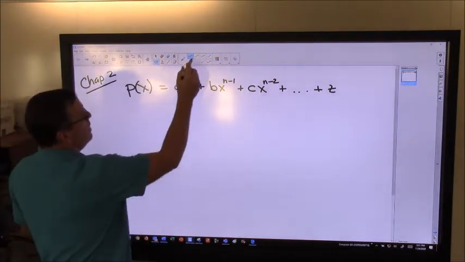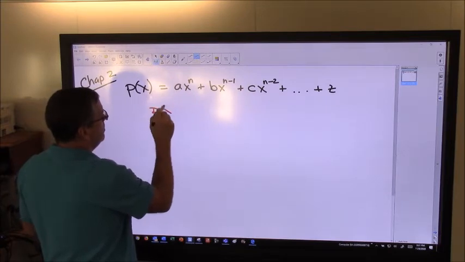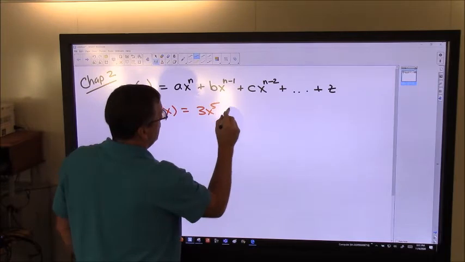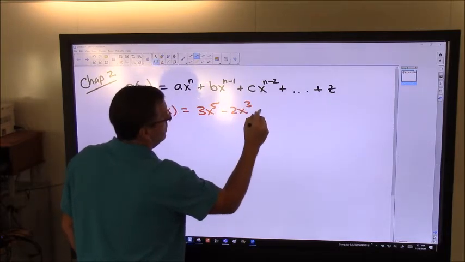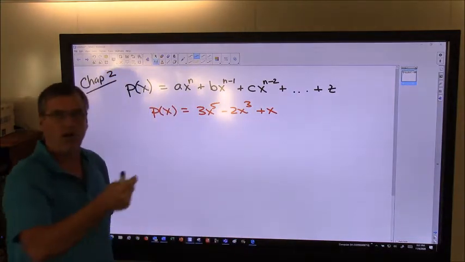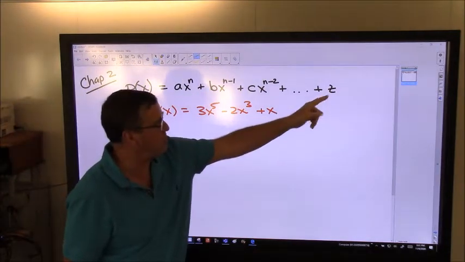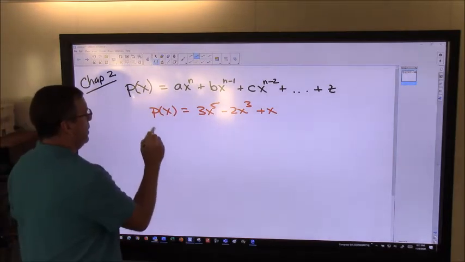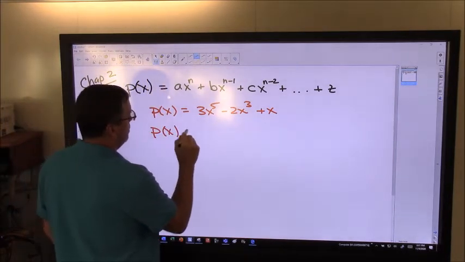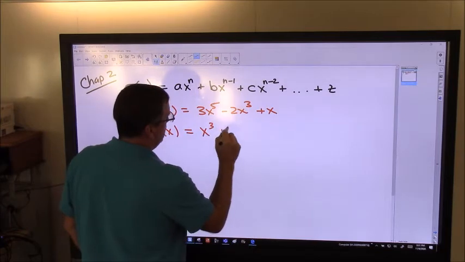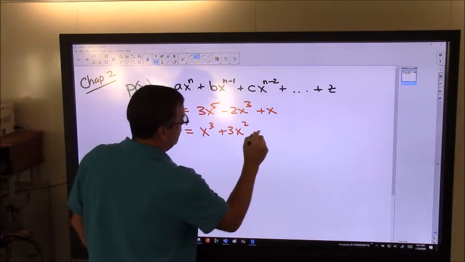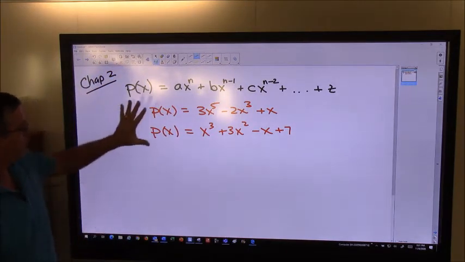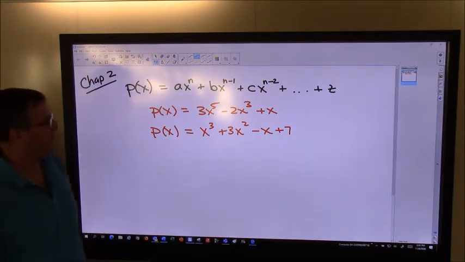So here's some examples of polynomials. P of x equals 3x to the fifth minus 2x cubed plus x. Doesn't always have to be a number at the end. You know, if that number happens to be 0, then we just don't write it. But that's a polynomial. Here's another polynomial. X cubed plus 3x squared minus x plus 7. Okay, polynomial. That's our main focus in this chapter.